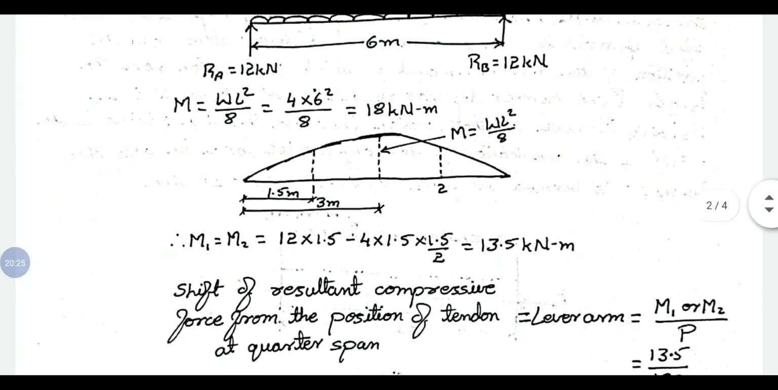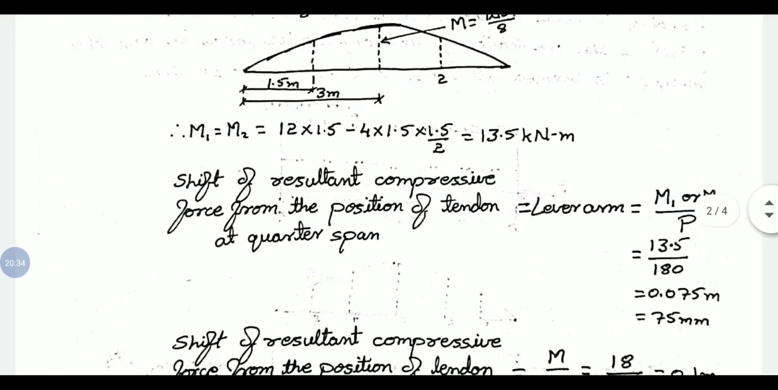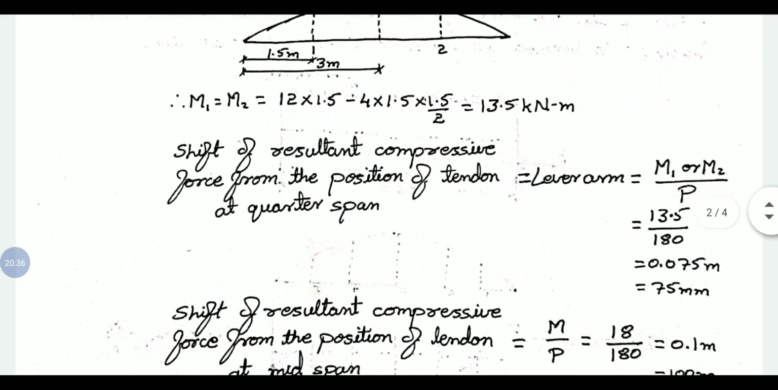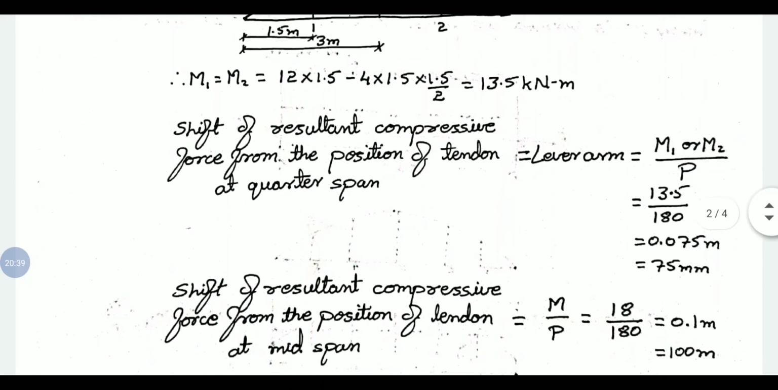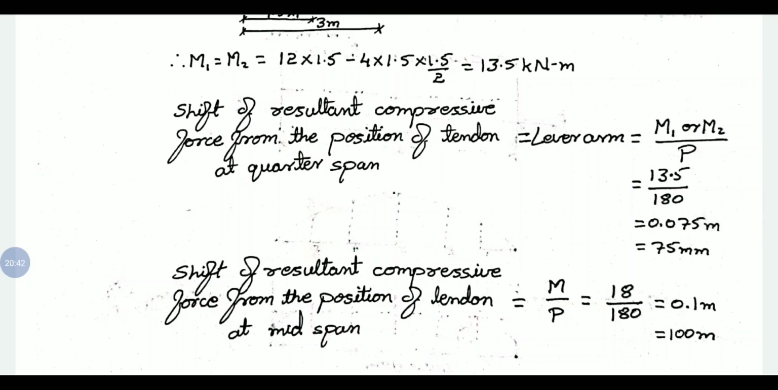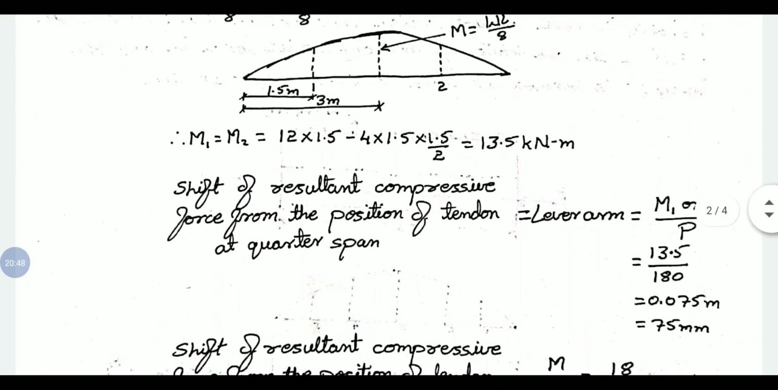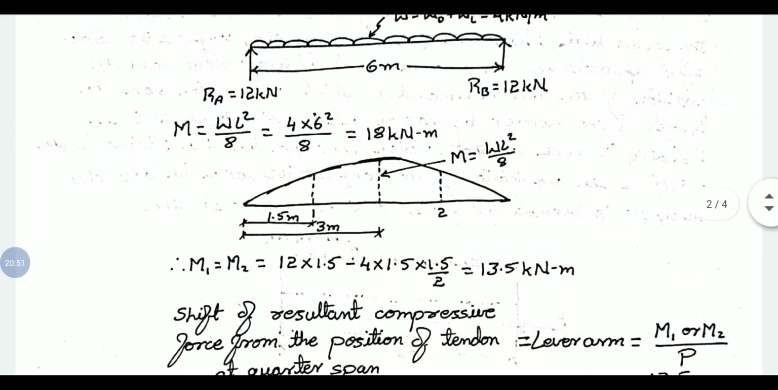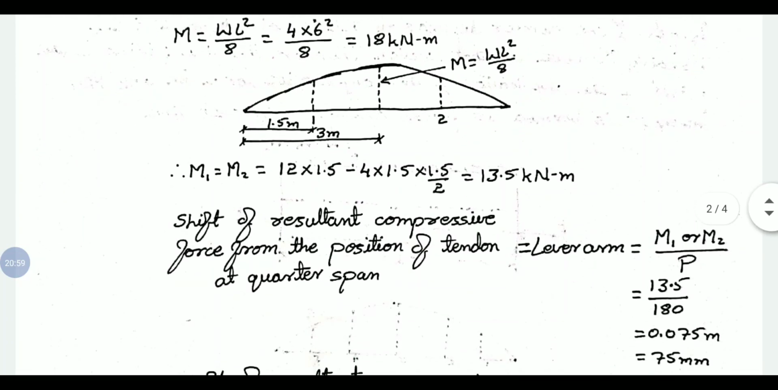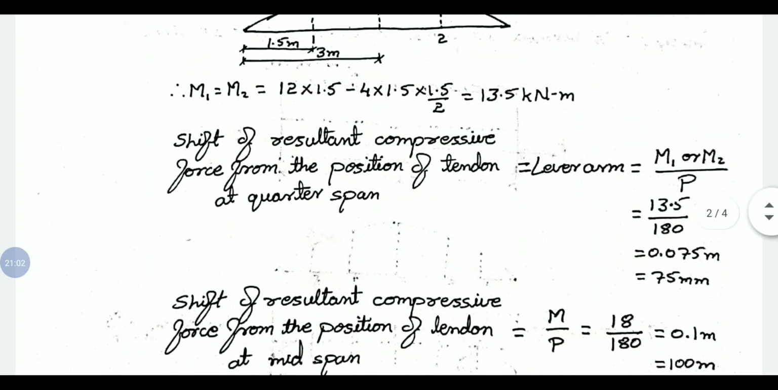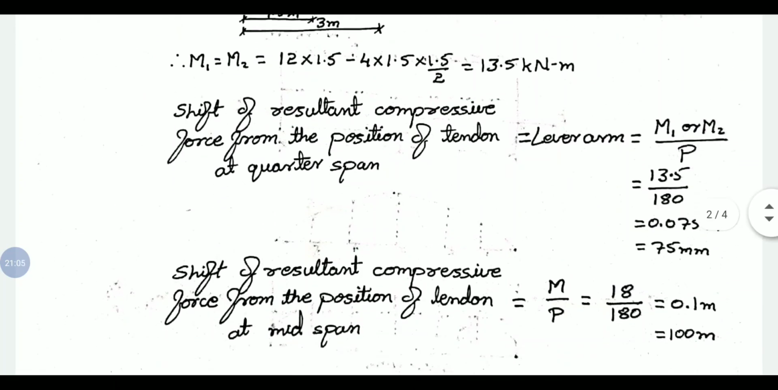So what is the position of the pressure line? Here we have only calculated the bending moments. Now we need to calculate the lever arm at different points. The shift of resultant compressive force from the position of the tendon at quarter span, that is at 1.5 meter: the moment at M1 or M2, at point 1 or point 2, both considered at quarter span from either support, divided by the prestressing force, gives 75 mm.